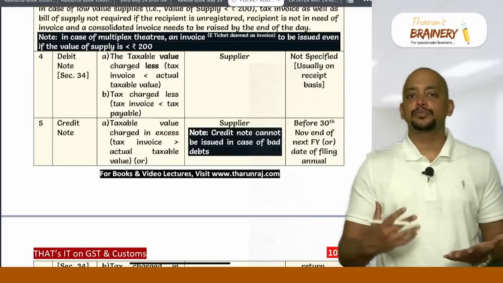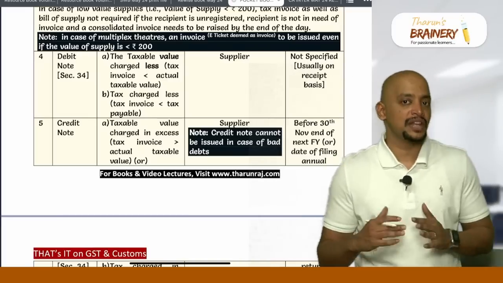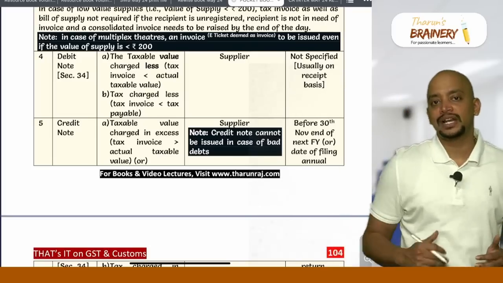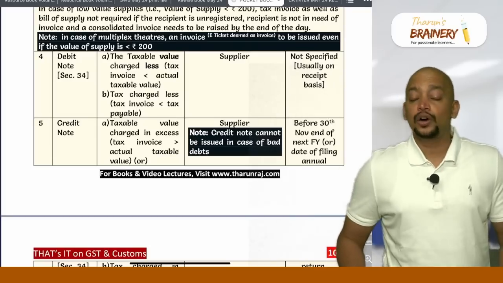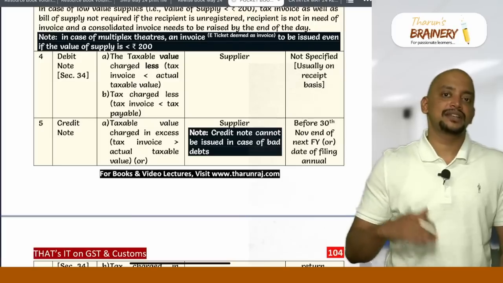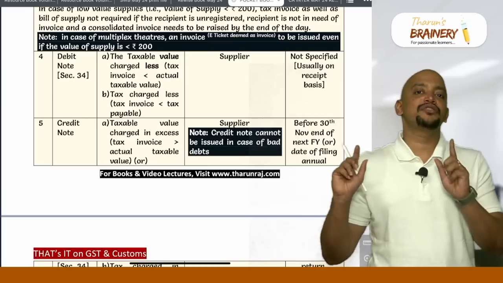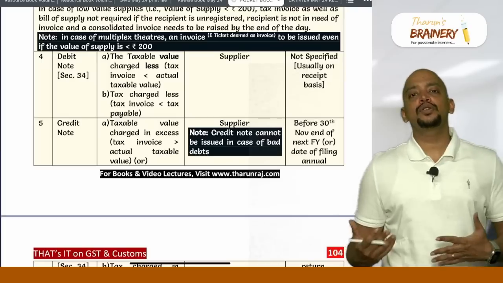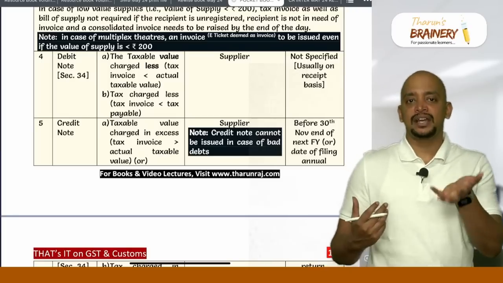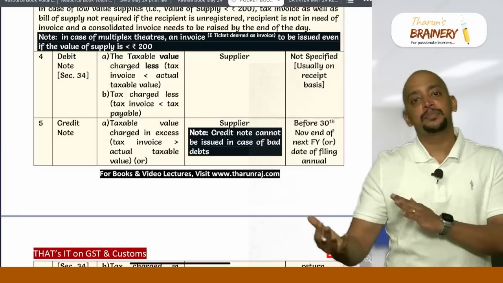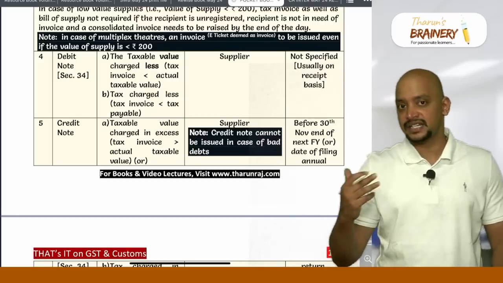So when it increases, suppose the supplier has charged a lesser amount in the invoice, and any additional amount is collected, then the debit note will be given. Or if a lesser tax was collected, in order to collect more tax, then the debit note will be given. There is no time limit for issuance of debit note. Because of the debit note, the supplier liability will increase, and based on the debit note, can the recipient take ITC? Yes, the recipient can take ITC with respect to that.